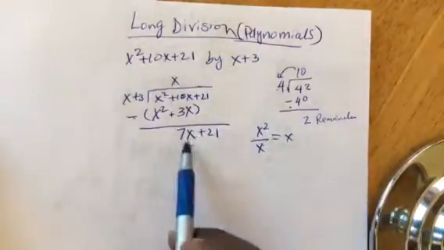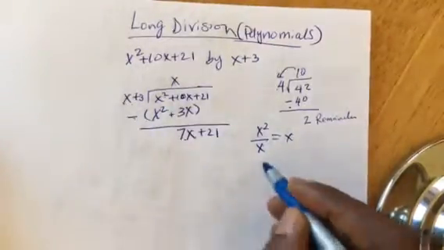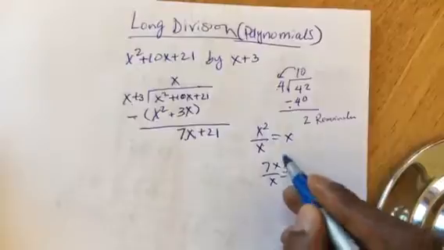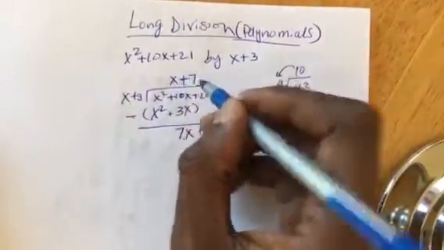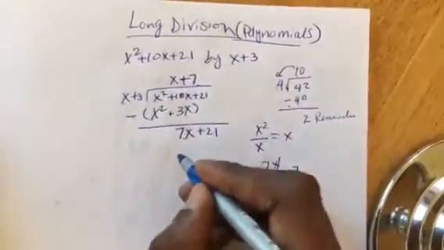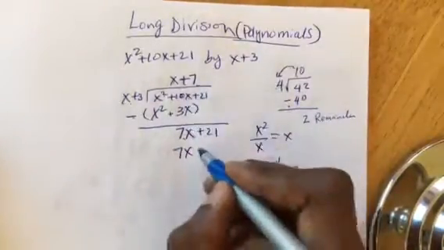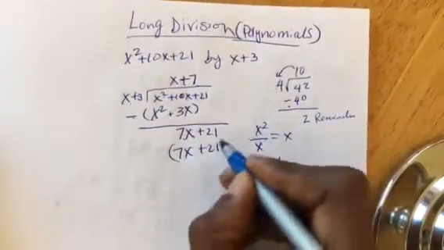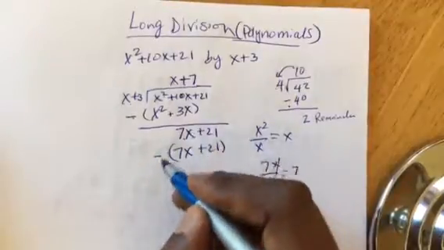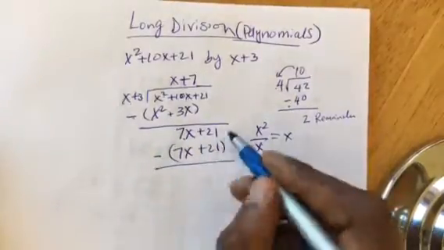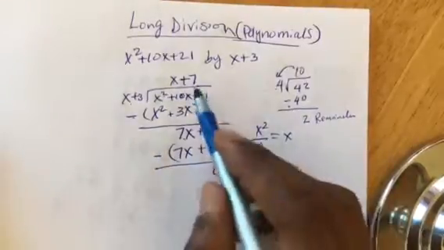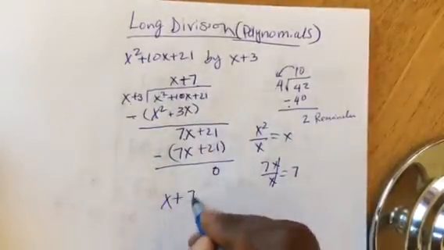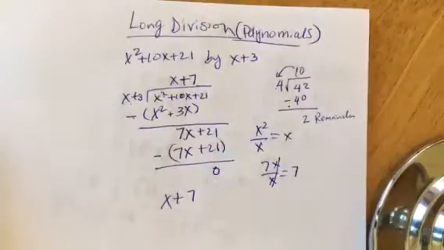So we do the same thing again. We can still divide 7x by x, right? So the x's cancel out, you get 7. So that is positive 7. Now we multiply. 7 times x is 7x. 7 times 3 is positive 21. Now we subtract. So 7x minus 7x, that's 0. 21 minus positive 21, so that's 0. So there's no remainder. So the answer here is x plus 7.